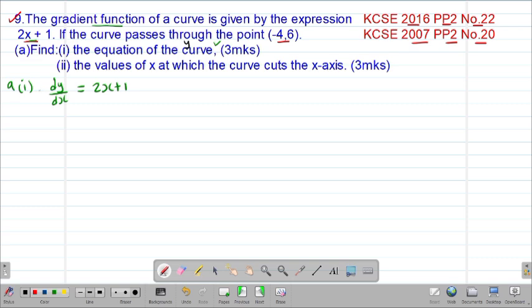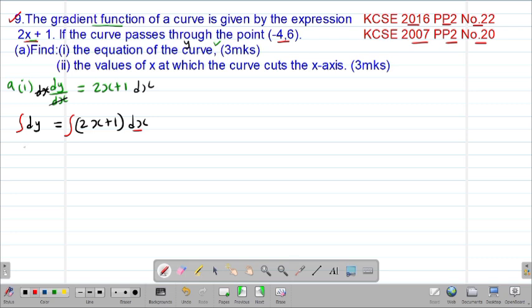Therefore, to get y equals something, the first step is to multiply through by dx so that we retain the term having a y on one side. So that means we have dy equal to 2x plus 1, multiplied by dx. Therefore, to get the value of y, we're going to integrate both sides of the equation. Remember, we said that any multiplication by dt or by dx is telling you to integrate. But any division by dt or by dx is telling you to differentiate. Therefore, we're going to integrate this particular equation.